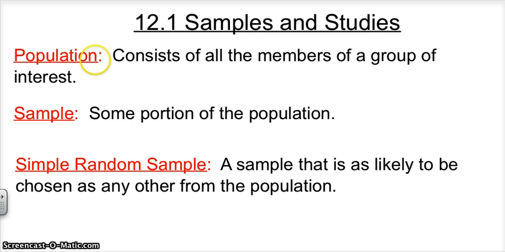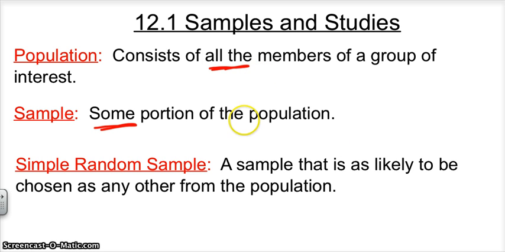Let's start off with population. Population consists of all the members of a group of interest. So let's say we are doing a study of the school. The school, whoever goes to the school, K through 12, would be the population. Then a sample of the population is some portion of the population. So a class, right? A class of you freshmen taking Algebra 2 would be a sample of the population.